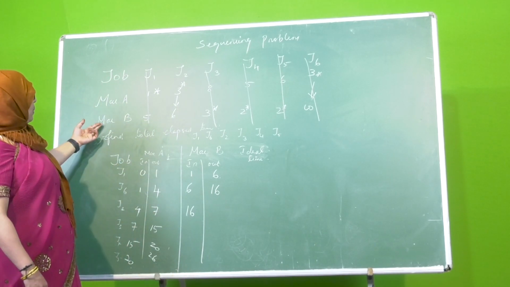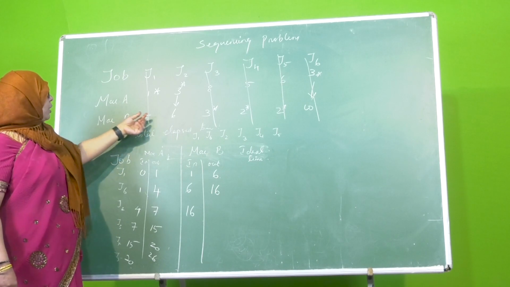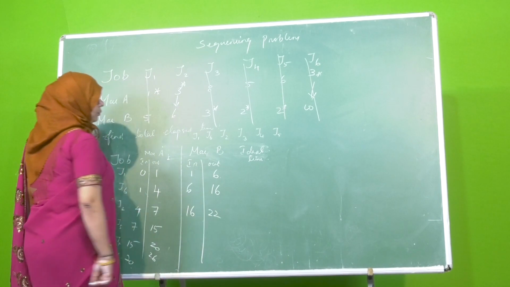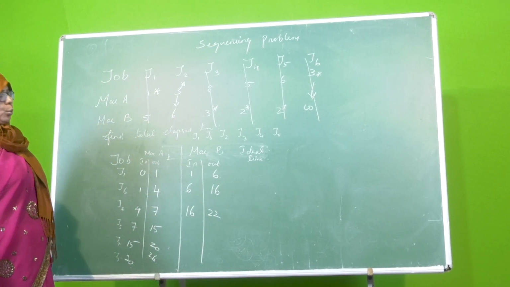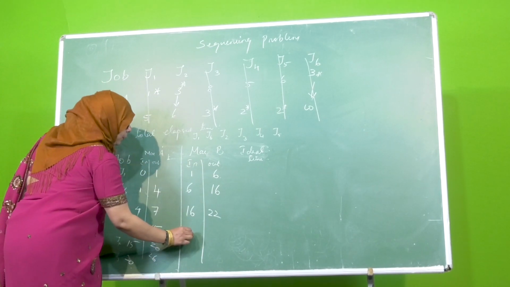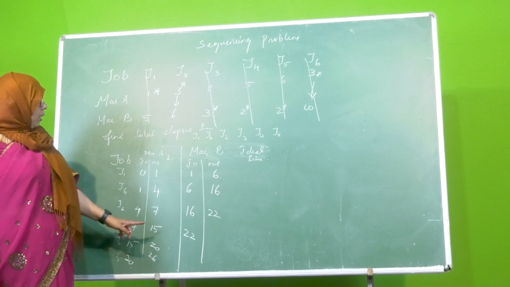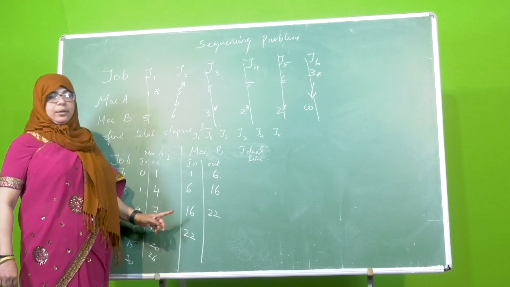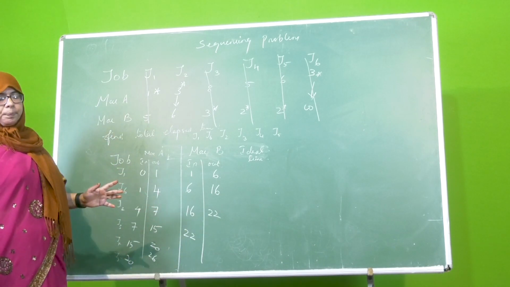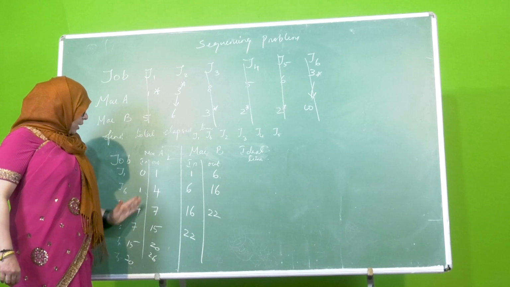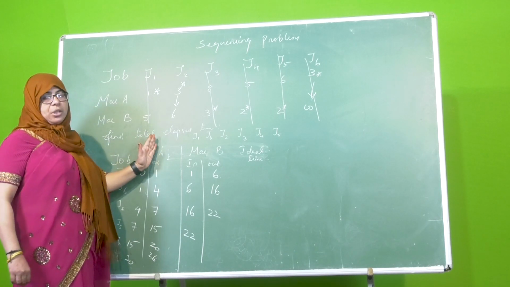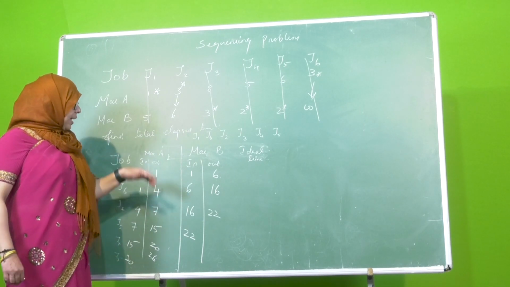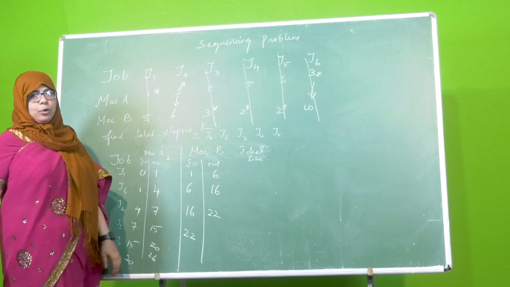J2, what is the machine B value? What is the machine B value? It is 6. That is 22. So you have to write this 22. 15 is always lesser than 22 and 22 is greater than 15. What is the condition I told? Machine A input value is always lesser than machine A output value. And machine B input value is always greater than machine A output value.